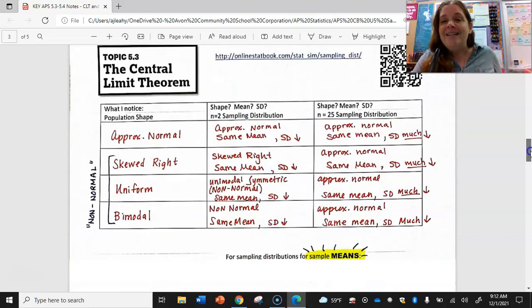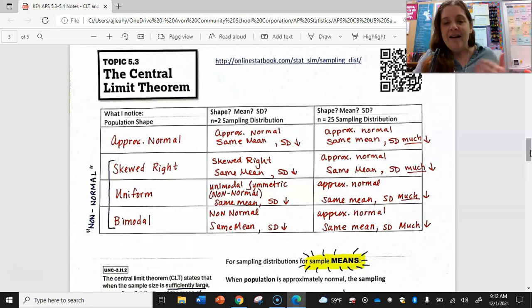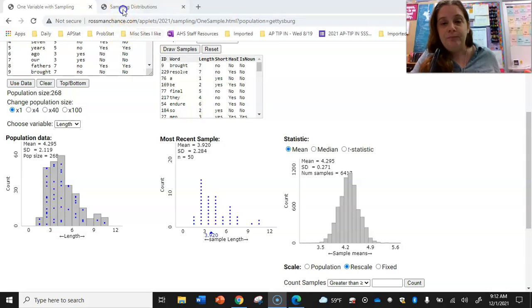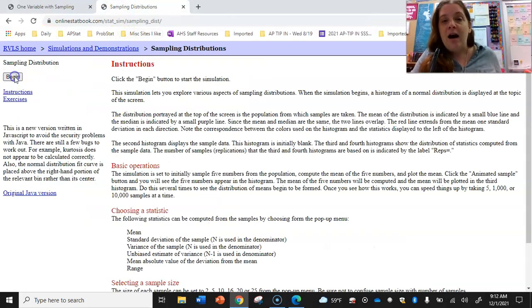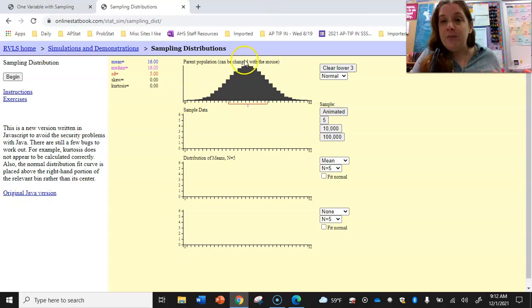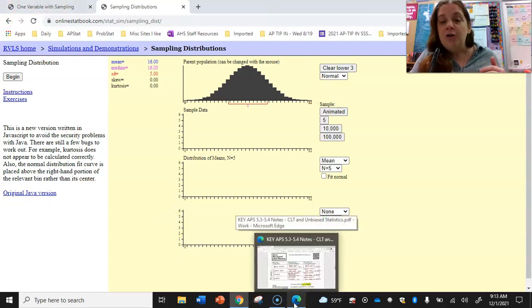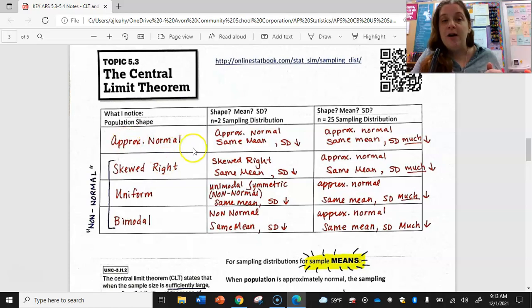So here's this idea. Okay, I have this other applet. Here's what we start to notice. Let me bring this other one up. All right, so I have a population here, and this population is approximately normal. See it? Approximately normal. It's beautiful. Okay, so on your notes paper, I want you to write approximately normal right here.